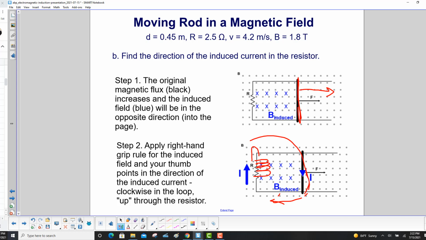But clockwise isn't the right answer. They asked you for the direction through the resistor, so that would be up. They might have asked you for the direction of the current through the rod, and that would have been down.